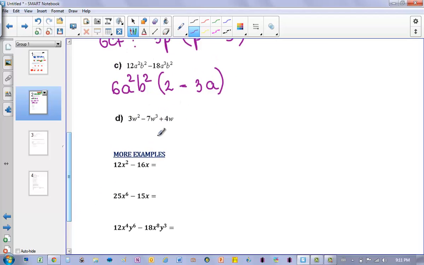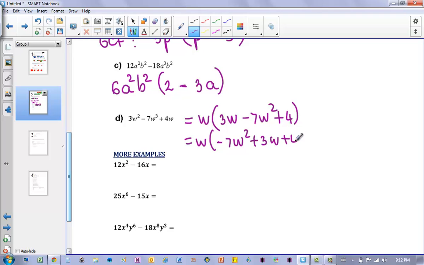Okay, what about 4d? Do we have a greatest common factor? Well, it looks like all my terms have the same variable, w. So let's take a look and see what we're going to get by factoring. We said we're going to look at the greatest number factor. Now, are there any common number factors between 3, 7, and 4? I don't believe so. So I'm going to take a look at the variable with the lowest exponent, which is w, and I'm going to factor it out, being left with what? 3w minus 7w squared plus 4. Now please remember what we talked about in class. You're going to rearrange polynomials in descending order, or decreasing order of the variable. So it's w times negative 7w squared plus 3w plus 4.